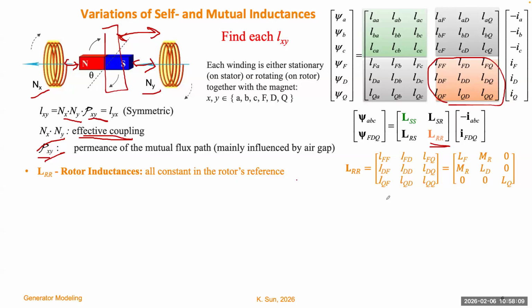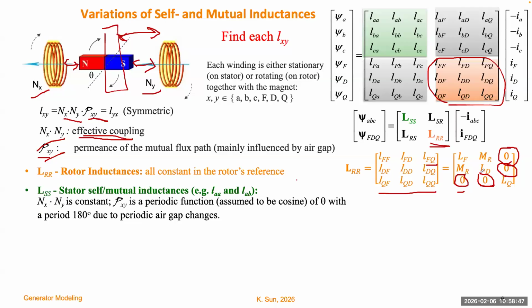So we can give each element a constant value, and we can even know some of the values must be 0. For instance, this one is a mutual inductance between F and Q. F and Q are two windings orthogonal to each other, so their effective coupling must be 0. So for any element involving two windings which are orthogonal to each other, that has to be 0, and the others could be non-zero. We'll determine those values later.